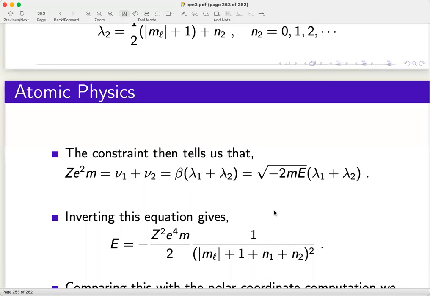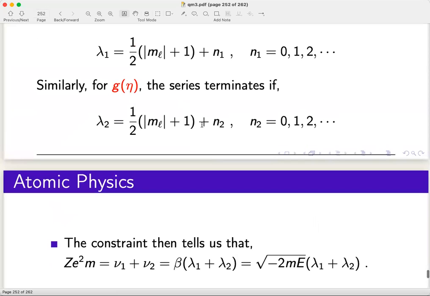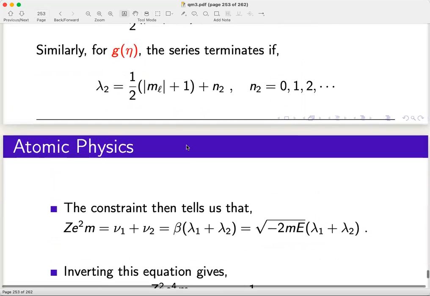The energy spectrum is, because of the square root, some of these factors are easy to guess. Z squared e to the 4 m times m upon 2. It would have been m squared, but there is a 2m sitting on this side, so that's why it gives you m by 2. This minus sign comes from here, times 1 over mod ml plus 1 plus n1 plus n2 whole square. Those are the factors coming from these quantities. If you take lambda 1 plus lambda 2, it is easy to see what we are getting here.